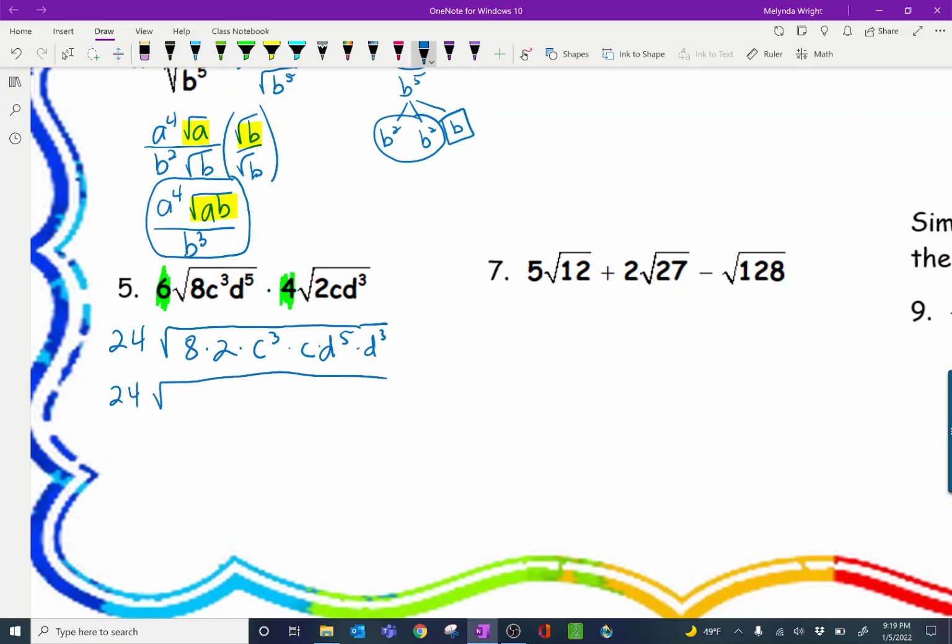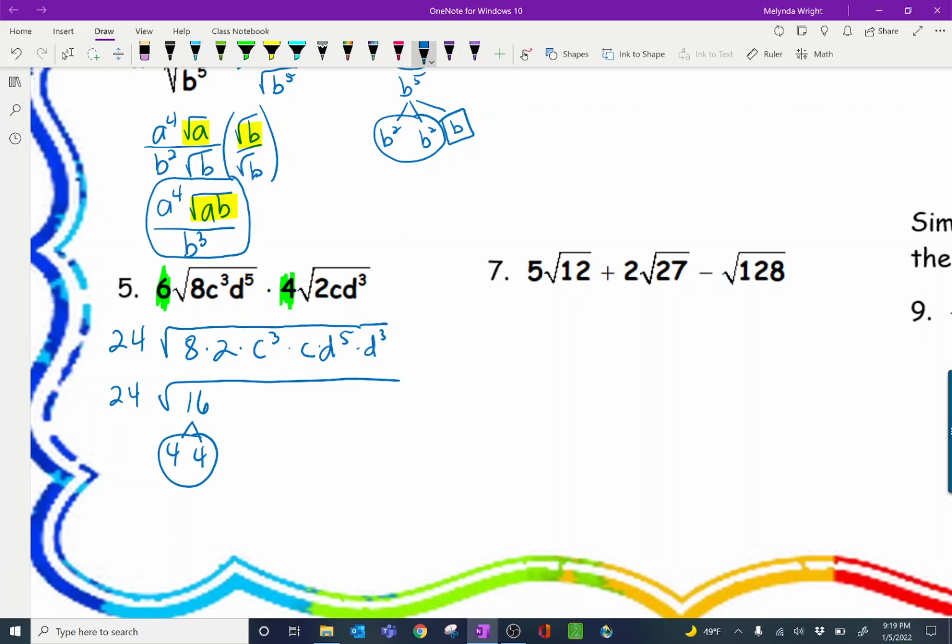Okay, so that would give me, let's see, I'm looking for groups of 2. So I can do 8 times 2 and get 16. That's fine. And there's multiple ways to do this. So there's a group of 2.